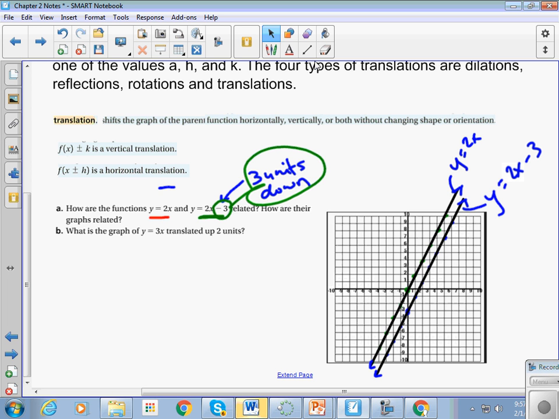So when we look at B, what is the graph of y equals 3x translated up 2 units? So we're going to take our 3x and we're just going to add 2. And what that does is take all of our y coordinates and add 2 to it. You can also do this with a table. So I'm going to start at 2 on my y-intercept, and I'm going to go up 3 over 1.